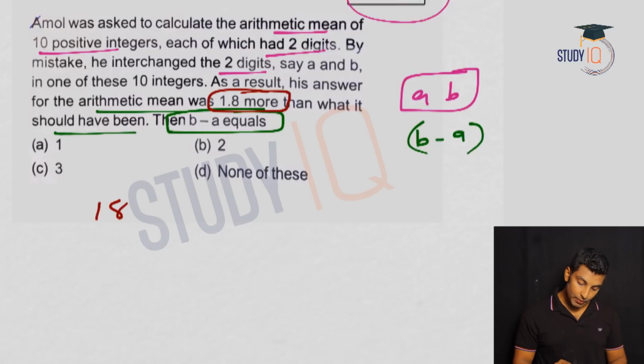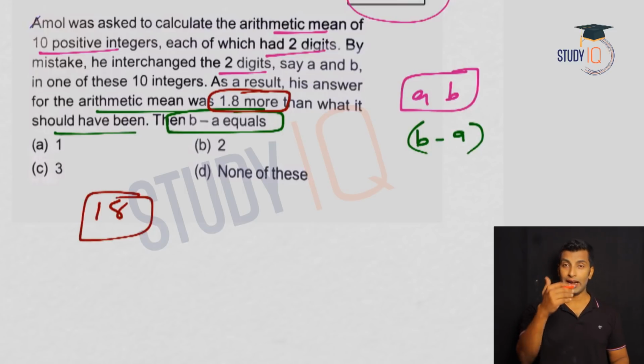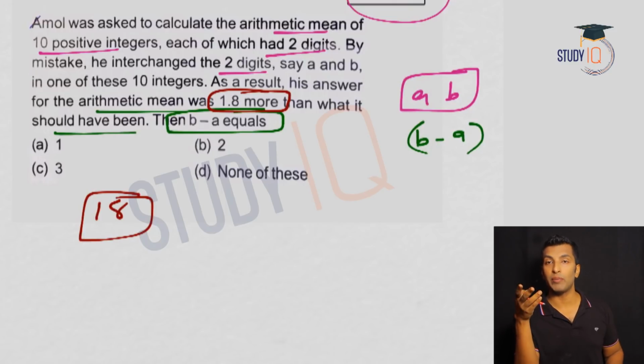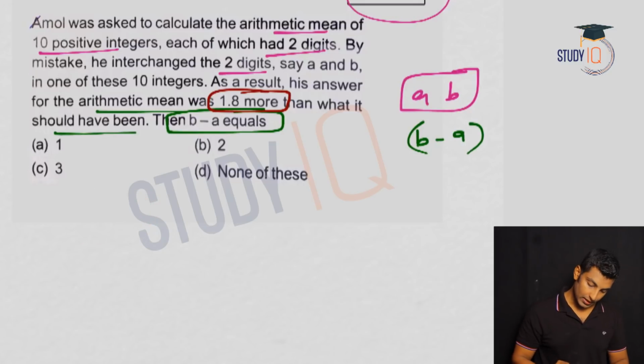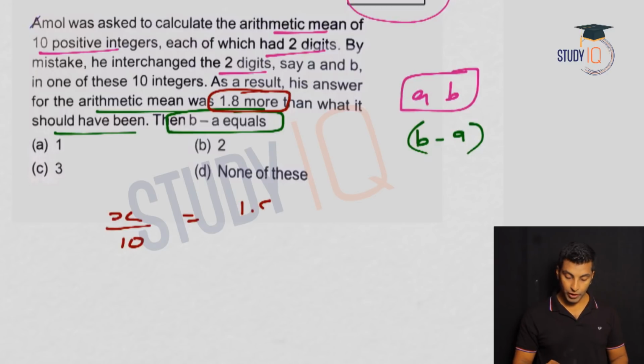The sum will be 18 more, right? See, when you are finding the sum and dividing by 10, you are getting 1.8 more. So the sum is actually 18 more. I hope you understood. Because this sum by 10 is what you are getting 1.8 more. So here, this is the sum actually.